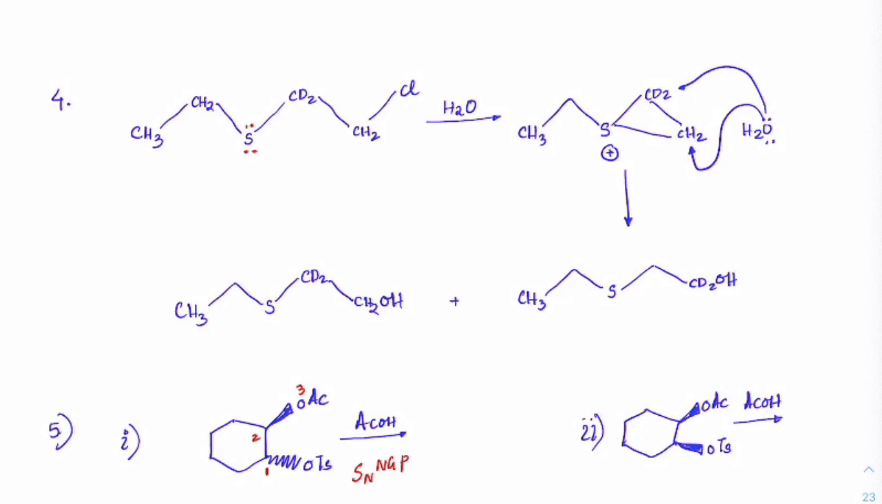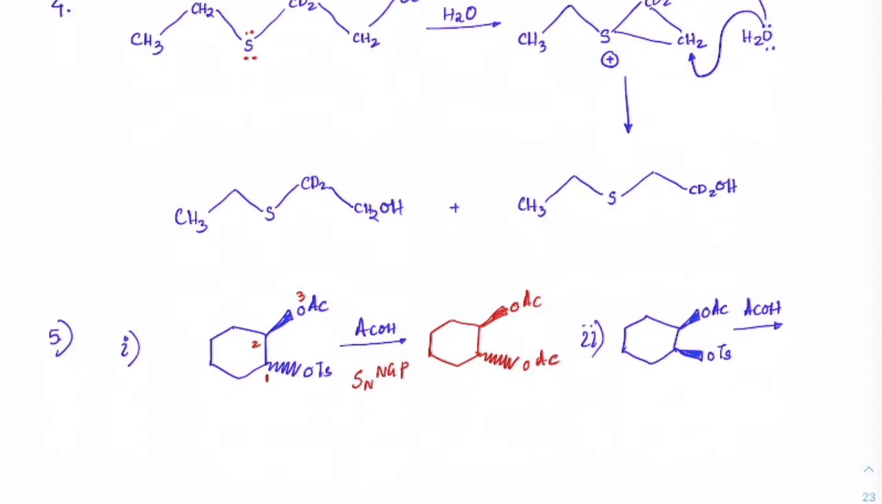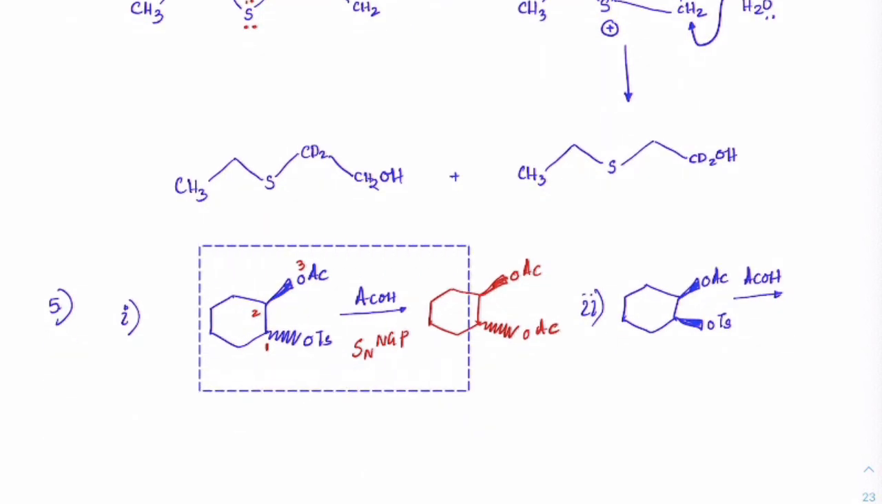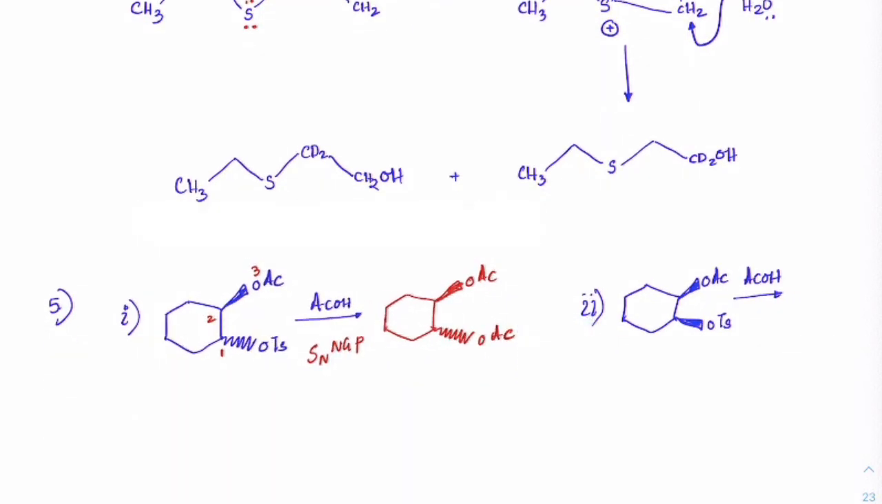So there is a simultaneous attack of OAc and removal of OTs. Again AcOH will come back, so retention will take place. So that's why you will get this product as OAc, and this will also be OAc. This is the final product. So you can see on the carbon 1 position there is a retention.